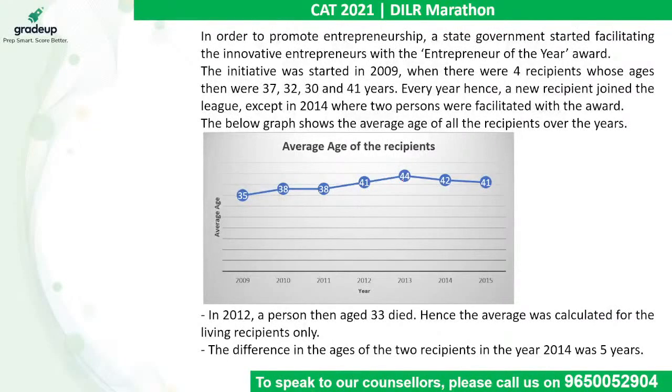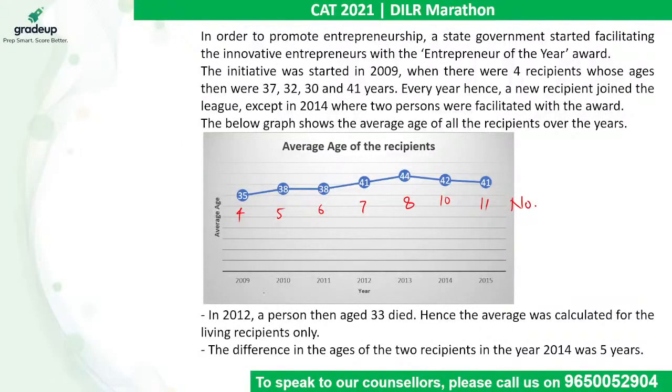ठीक है, अब क्या कह रहा है कि like every year a new recipient joined the league. So like suppose there are 4 people. Now there are 5, 6, 7, 8, like ऐसे बढ़ेगा. But in 2014 where 2 persons were facilitated, right? So in 2014 2 people were facilitated with the award. ठीक है, so number of people will, this will be the number of people.